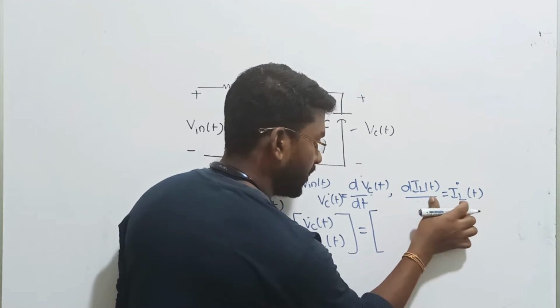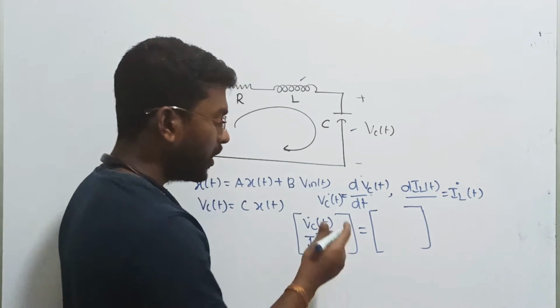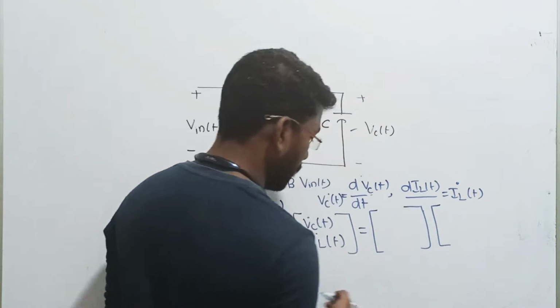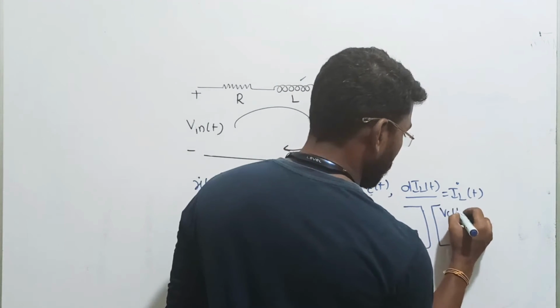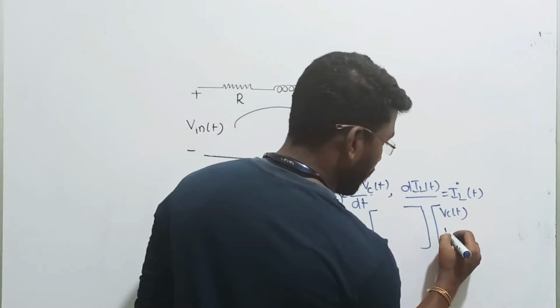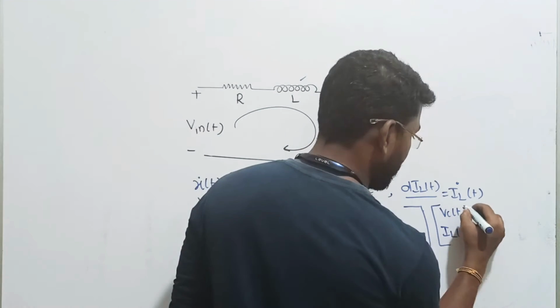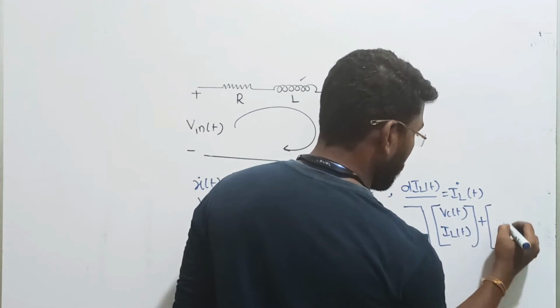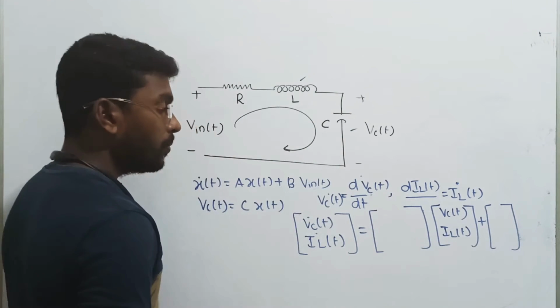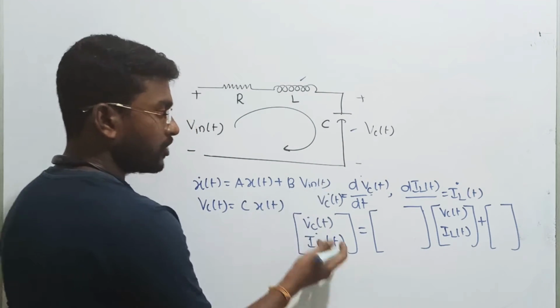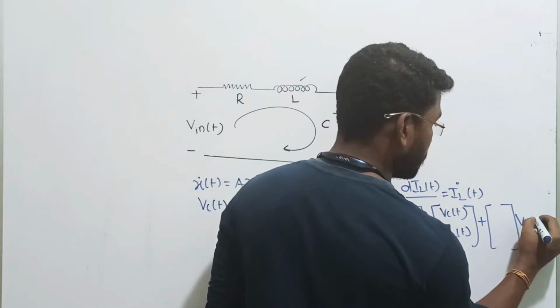Similarly, on the second side, whom are we going to consider now? Its corresponding values: we can write Vc of t, and whom have you considered? IL dash of t. So the second is IL dash of t plus matrix B and then u of t. u of t is the input. Input is going to be V in of t, so it can be written as V in of t.